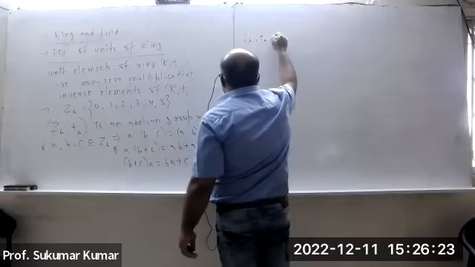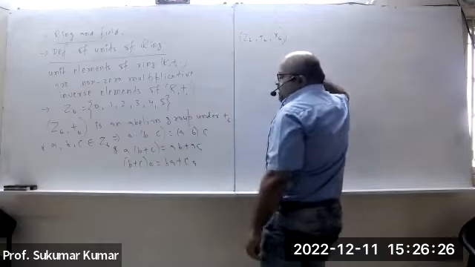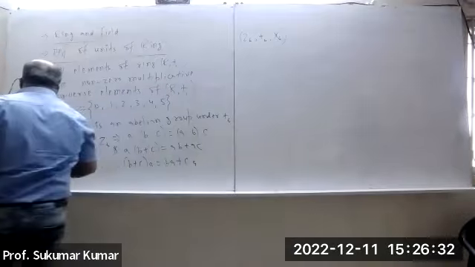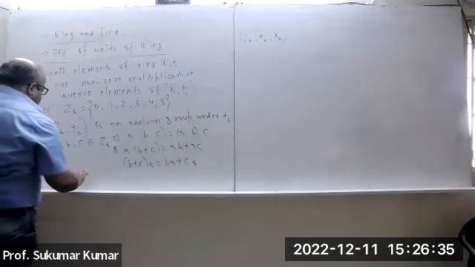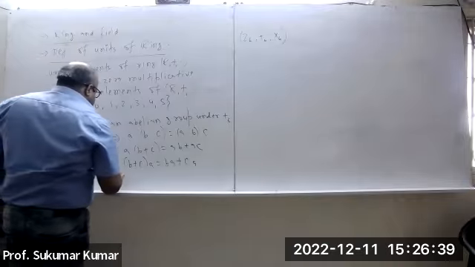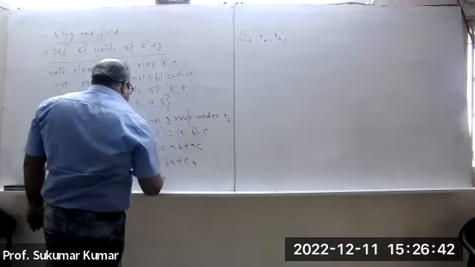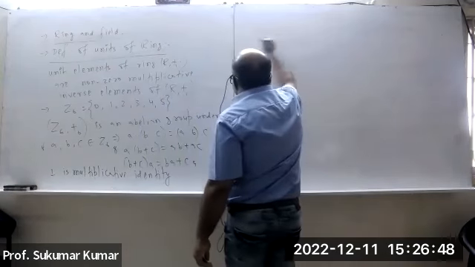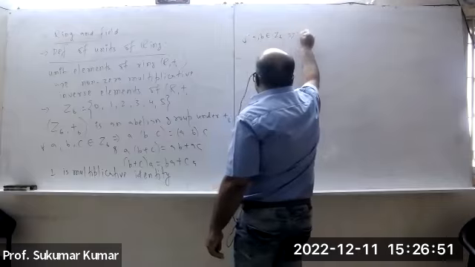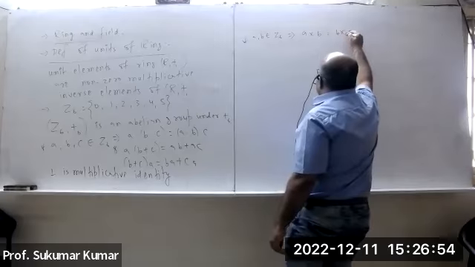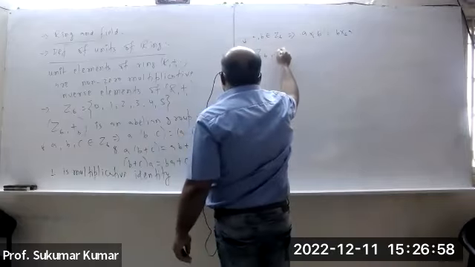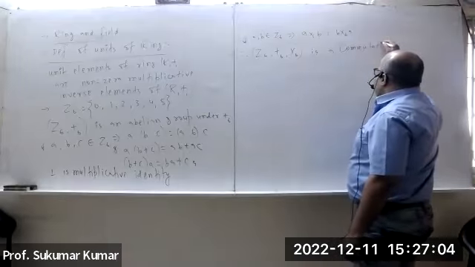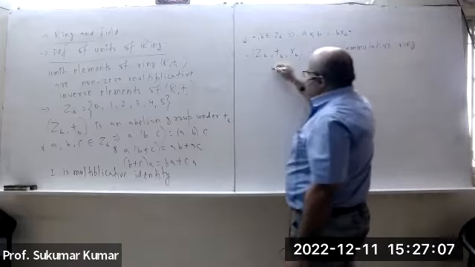So Z6 under addition modulo 6 and under multiplication modulo 6 is also a commutative ring with unity. Here one is the multiplicative identity. And if you choose any two elements from Z6, the commutative law under multiplication must be satisfied. So we can say Z6 is a commutative ring with unity.